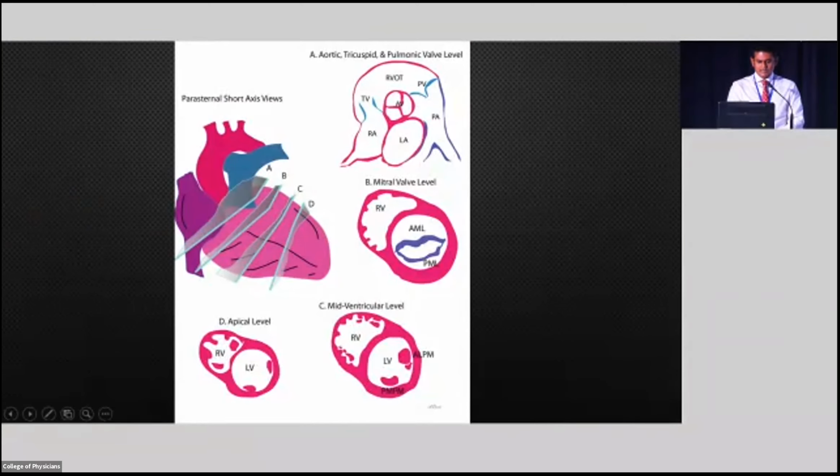So this is what I told you. At different levels, you see different structures. This is at the aortic valve level. You see the aortic valve, left atrium, right atrium, tricuspid valve, RVOT, then the pulmonary artery. This we usually are not interested in, but this is at the mitral valve level. You see the anterior mitral valve and the posterior mitral valve. Then if you go lower down, you see the papillary muscle level, and if you go further down, you see the apex.